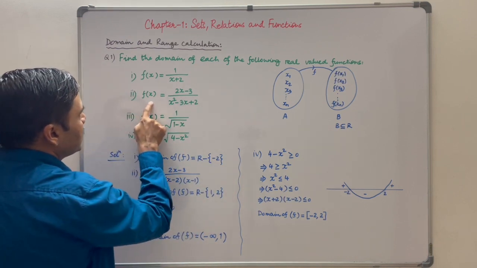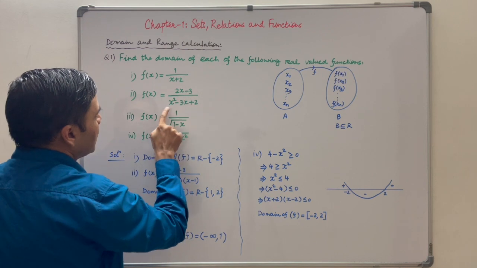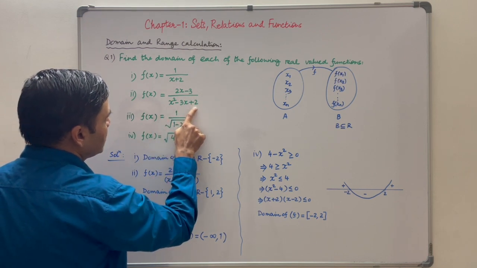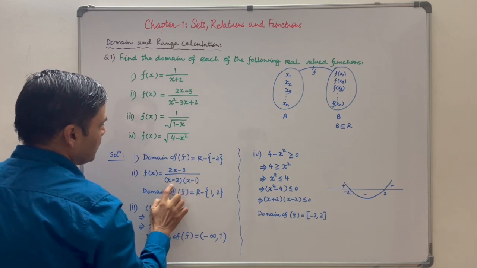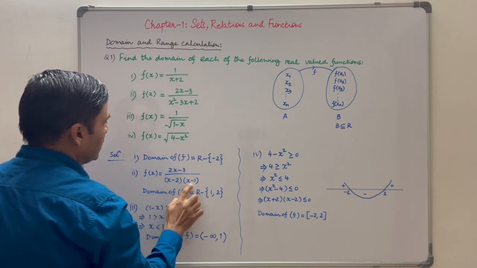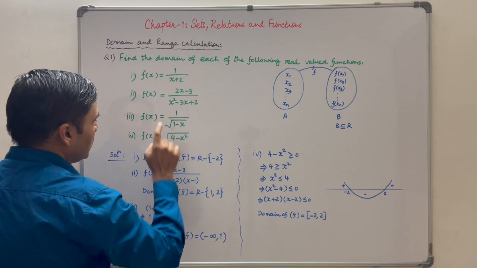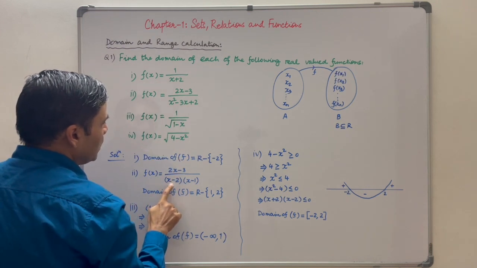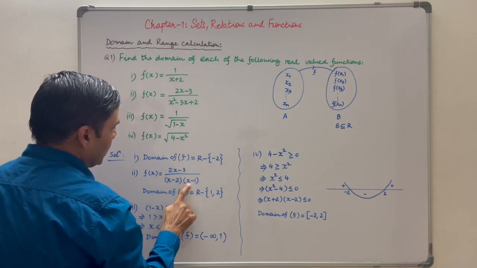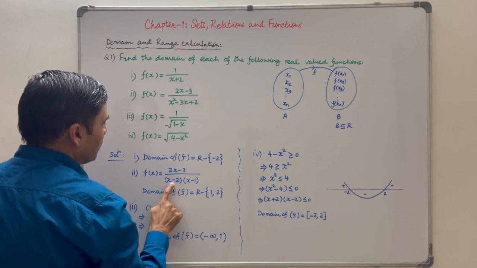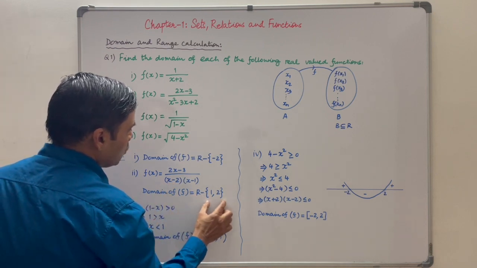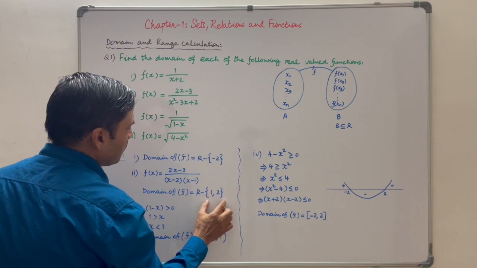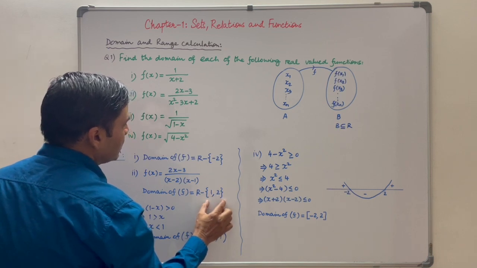Second part, f(x) equal to (2x minus 3) upon (x square minus 3x plus 2). Now the denominator can be factorized as (x minus 2) into (x minus 1). Now in this case, similar to the first, two points need to be avoided, means x equal to 1 and x equal to 2. So domain of f is equal to R minus {1, 2}, these two points under a pair of curly braces, will be written.